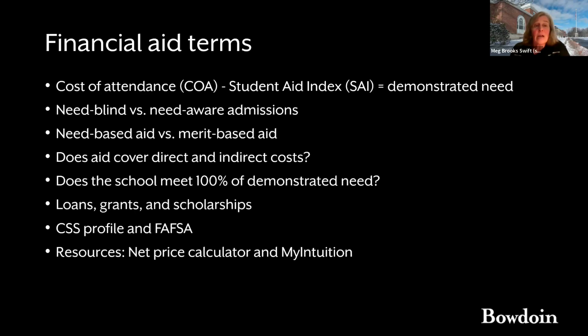And then finally, there are resources out there, and all schools now are mandated to have a net price calculator. At some schools, it's done through MyIntuition, but you are able to go to the website and enter some basic financial information, 5 questions up to about 15 questions, and get an estimate of how much your family will be asked to pay.